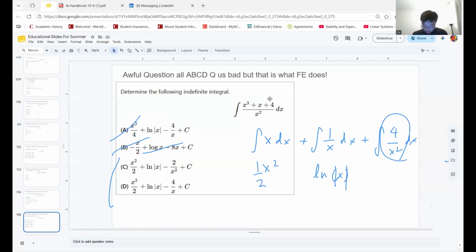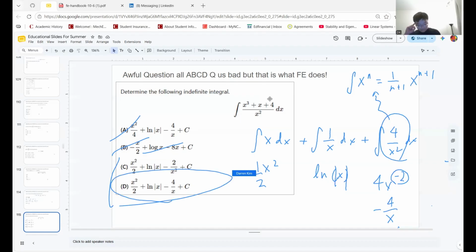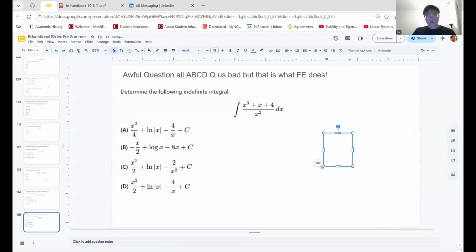And then in reality, you can rewrite this as 4x to the negative 2. So by the power rule, the integral of x to the n equals 1 divided by n plus 1 times x to the n plus 1. You can kind of get where I'm going. You need a plus 1 here. I don't think we've ever done a minus 1. It's going to be minus 4 divided by x, basically, because it's plus 1 and then multiplied by the minus sign. So we get D. And that wasn't too hard, right? It wasn't evil.